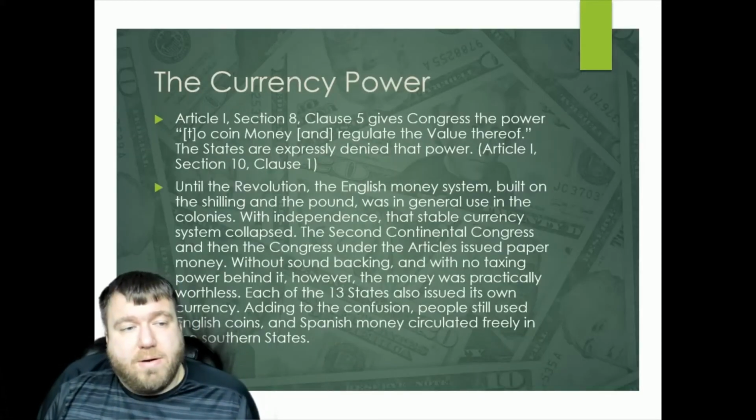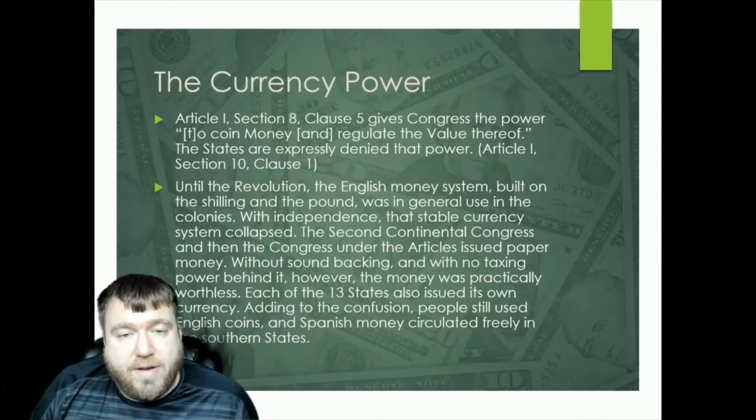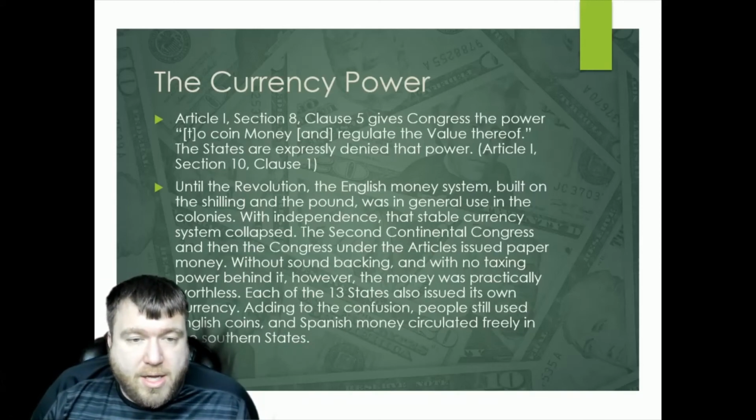The currency power. Article 1, Section 8, Clause 5 gives Congress the power to coin money and regulate the value thereof. The states are expressly denied that power. Article 1, Section 10, Clause 1. Until the Revolution, the English money system built on the shilling and the pound was in general use in the colonies. With independence, that stable currency system collapsed.